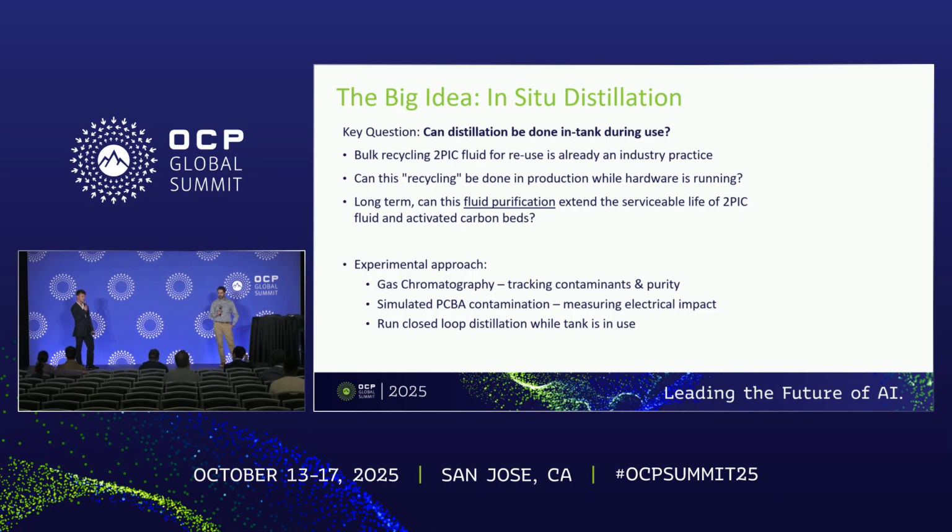To demonstrate this, we utilized two complementary approaches: gas chromatography to measure the fluid purity over time, as well as simulated electrical test vehicles using surface insulation resistance to simulate the hardware over time while running closed loop distillation.